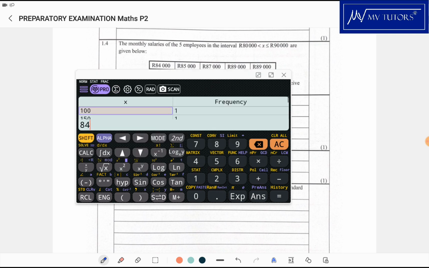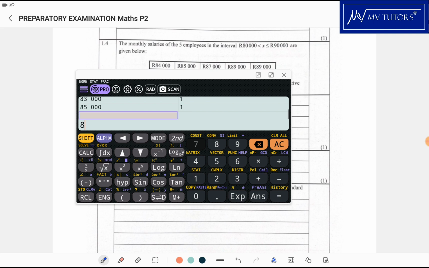We have 84,000. Okay, let's just remove what we have there. We have 100. I don't know why it's not cleared. Clear all. Yay! 84,000. There we go. And then we have 85,000. We have another 84 actually, 1, 2, 3. And then there's an 83, I remember. Then now we can go to 85,000.